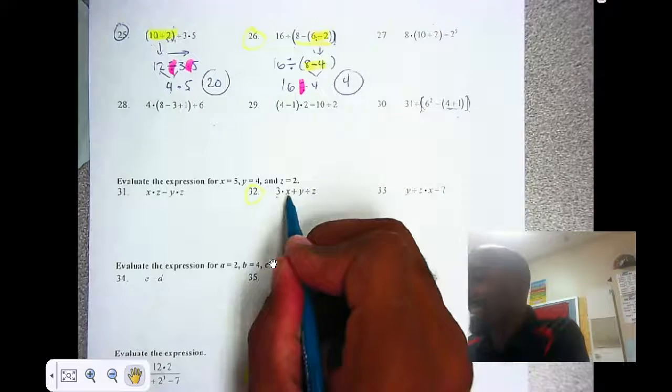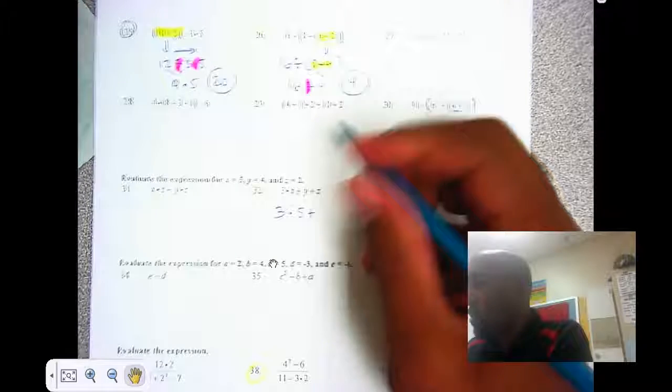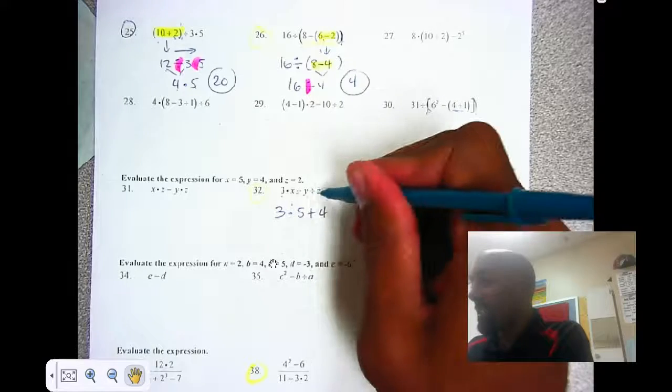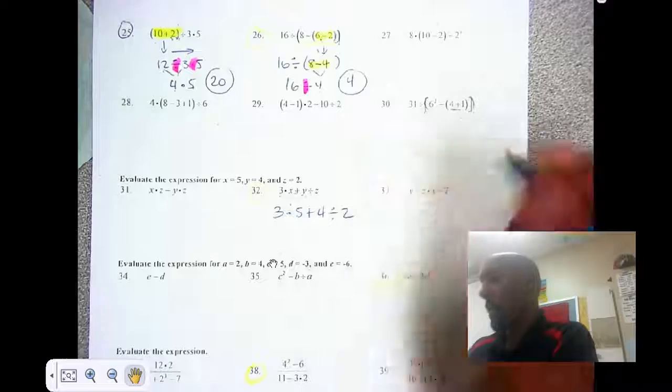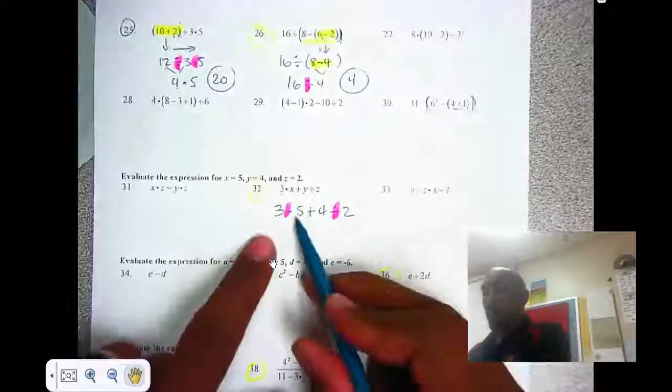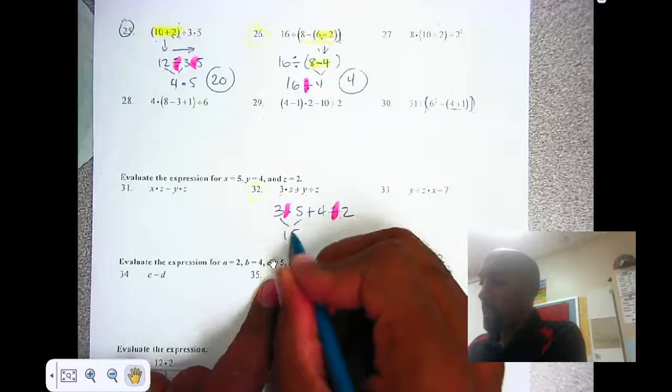Okay, now 3 times x and y. The x is 5. Y is 4. Z is 2. Okay, I see divide and multiply, so I'm going to go from the left to the right. So first we're going to do 3 times 5, 15.